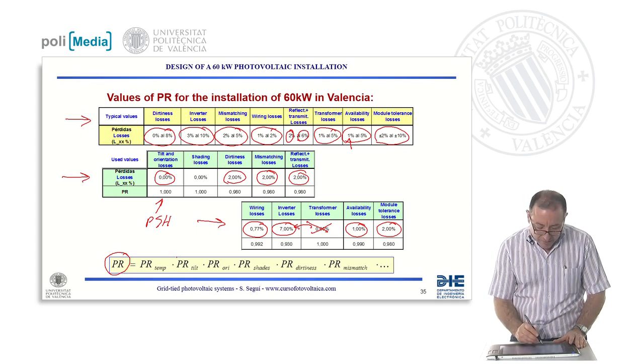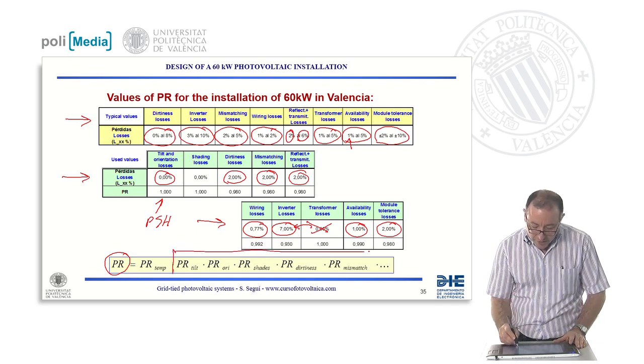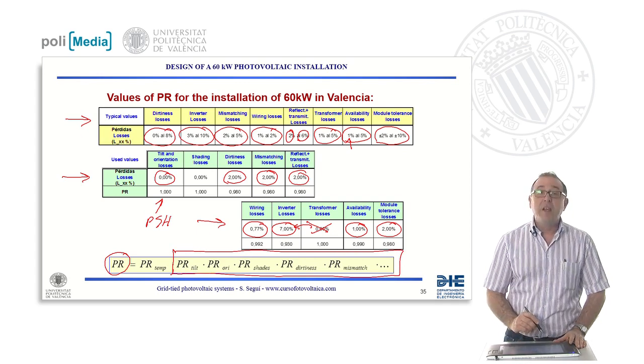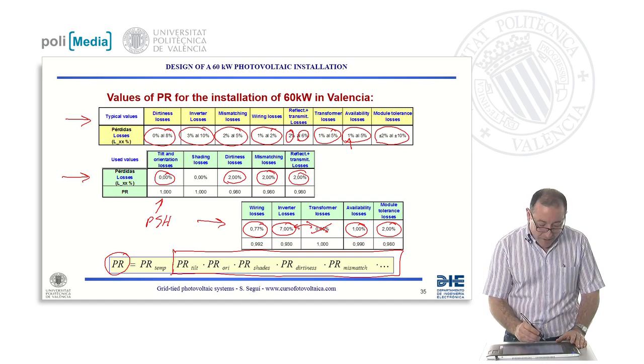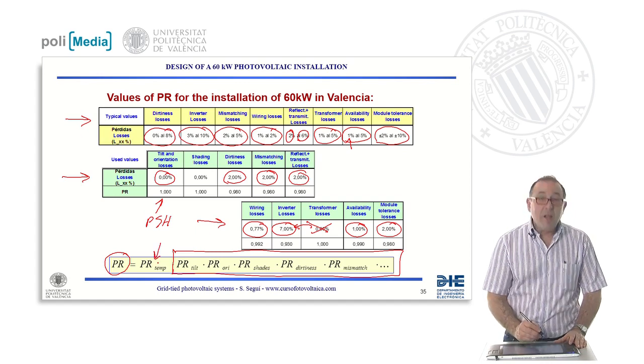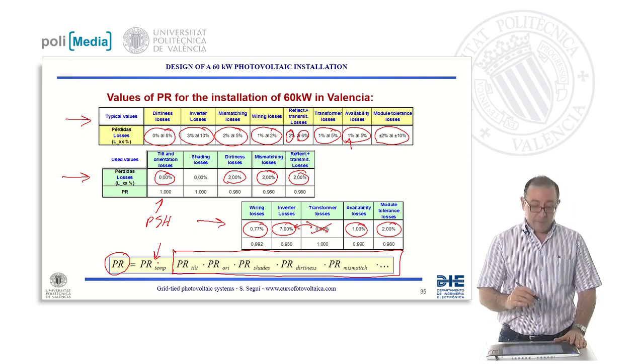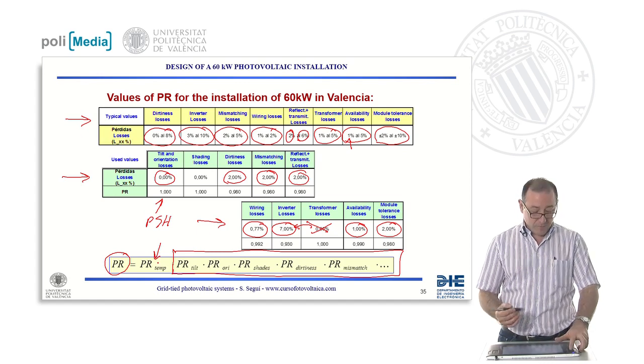All these values are fixed and correspond to this part of the equation that we are going to use to evaluate the energy yielding of the plant. And the one that we are going to calculate for each month is the performance ratio for the temperature.